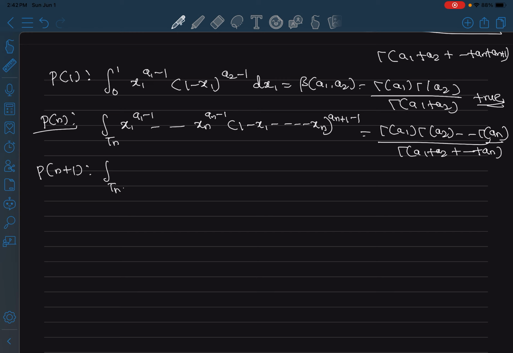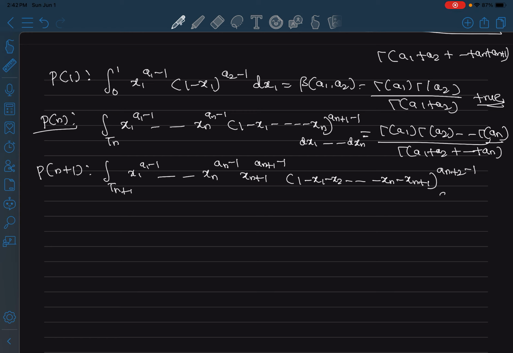So in T_{n+1}, x1 to the power a1 minus 1, up to xn to the power an minus 1, x_{n+1} is also there, so a_{n+1} minus 1, and then 1 minus x1 minus x2 up to minus xn minus x_{n+1}. That's a lot, guys. And also, I forgot to write this dx again. So this will be dx1 up to dxn plus 1.